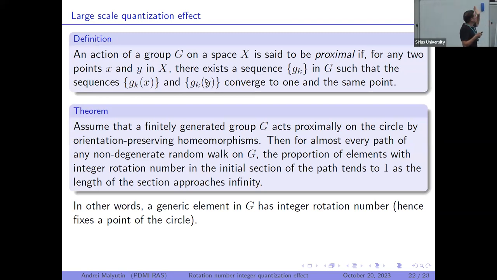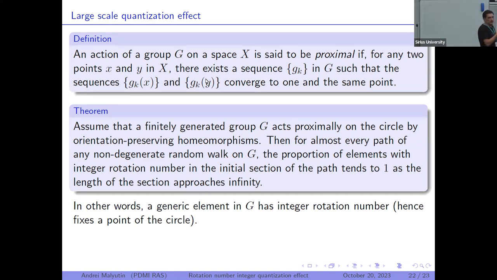Suppose we have a finitely generated group acting on the circle by orientation preserving homeomorphisms. And suppose that this action is non-degenerate in the sense that for any two points on the circle, we can find an element in our group that sends these two points arbitrarily close to each other. So we have a sequence in our group such that under the action of its elements, our two points get closer and closer to each other with the same limit. It's just a non-degenerate action.